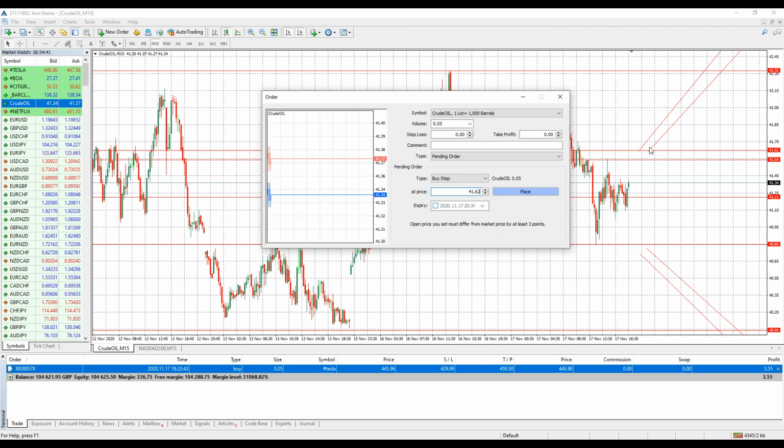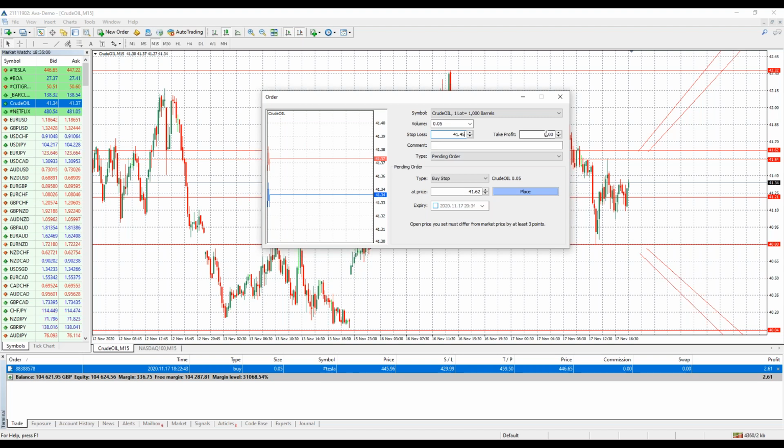Okay, and my stop loss then, if it breaks through and triggers my buy up here, my stop loss is back below that resistance level, 41.5 maybe, 41.45. This is more of an art than a science. There's no exact right price for your stop loss.